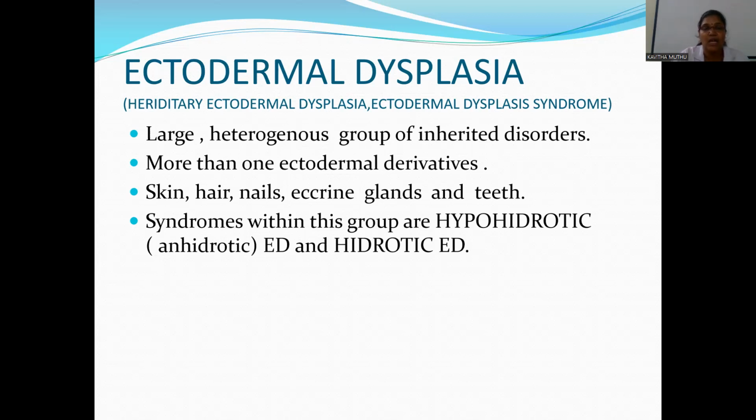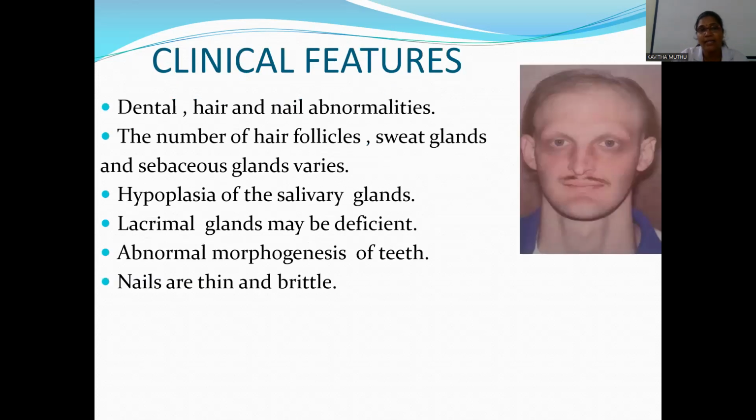Okay. So it is a large heterogeneous group of inherited disorders, and it affects more than one ectodermal derivative, like skin, hair, nails, eccrine glands, and teeth. Okay. And we can classify this into two. One is hypohidrotic ectodermal dysplasia and the other is hidrotic ectodermal dysplasia.